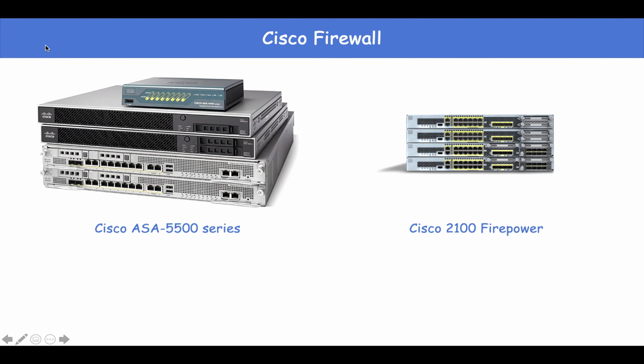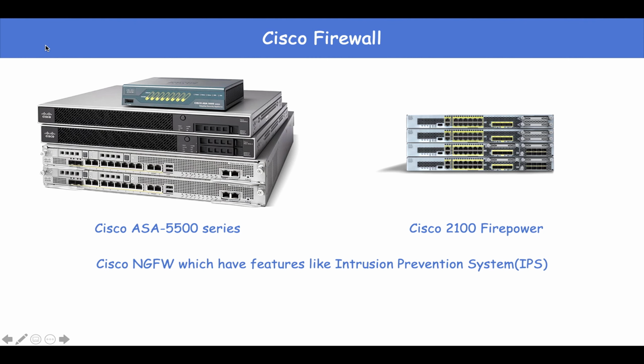These are some of the Cisco firewalls. Cisco ASAs are adaptive security appliances which deliver enterprise class security to the network. On the right is the Cisco next generation firewall 2100 Firepower, capable of features like intrusion protection system.